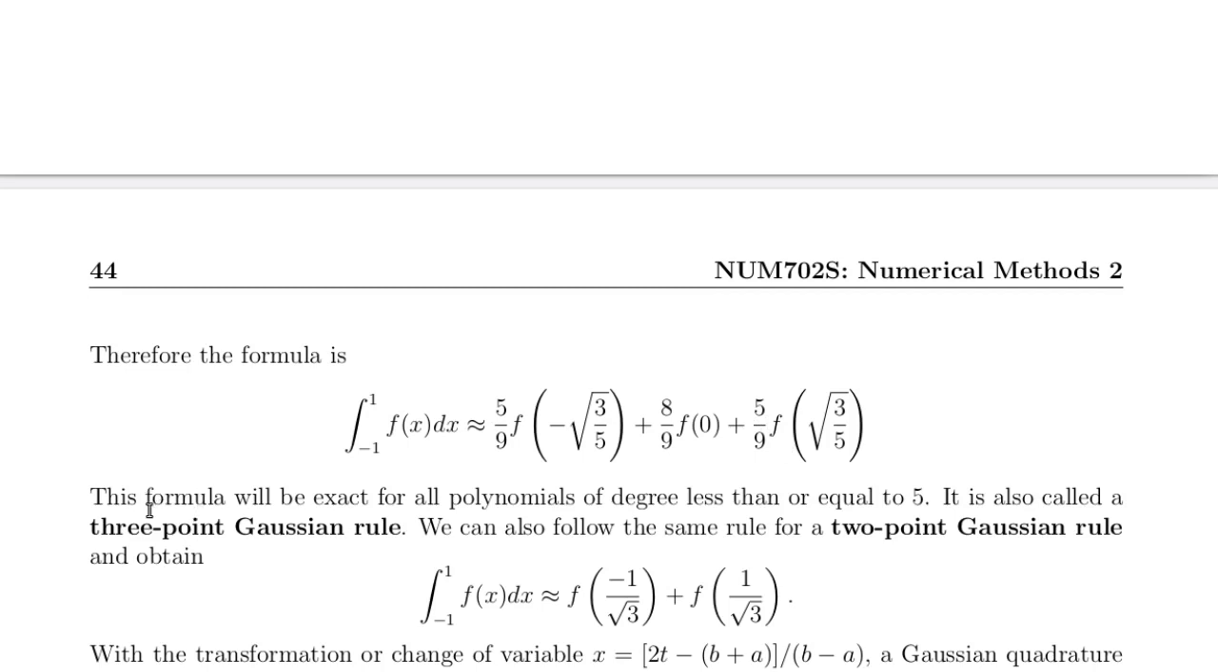Right? And as I mentioned already, this formula will be exact for all polynomials of degree less than or equal to 5. Because n is 3, the number of points of evaluation, 1, 2, 3. Now if you multiply 3 by 2, 6 minus 1, 5. Right? So that's what we have here.